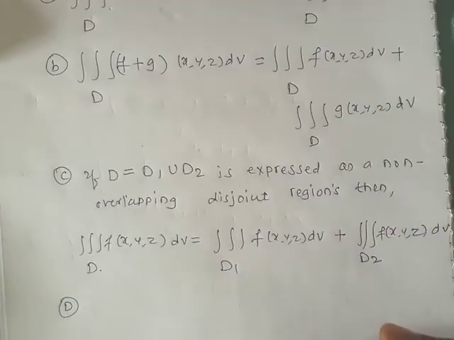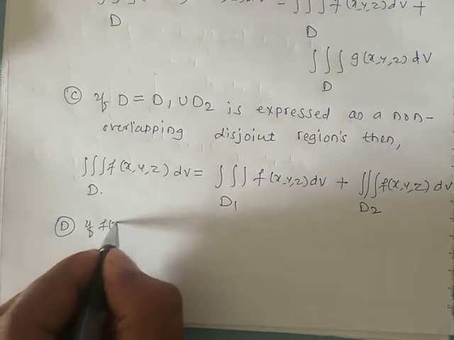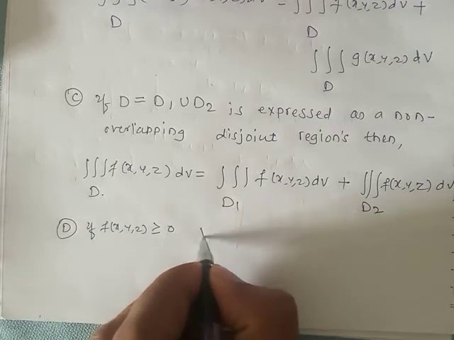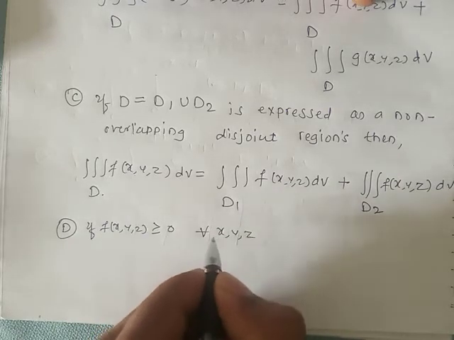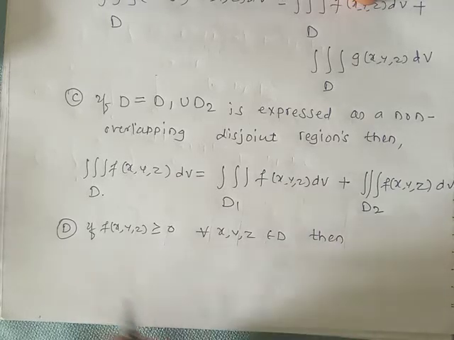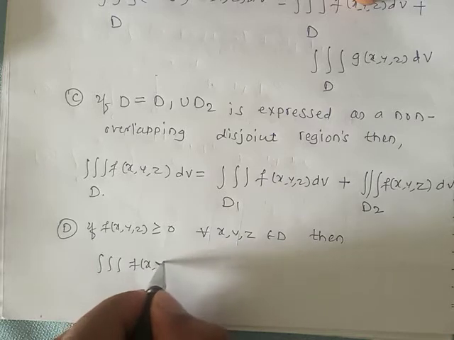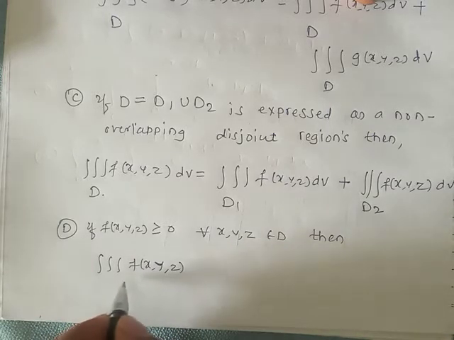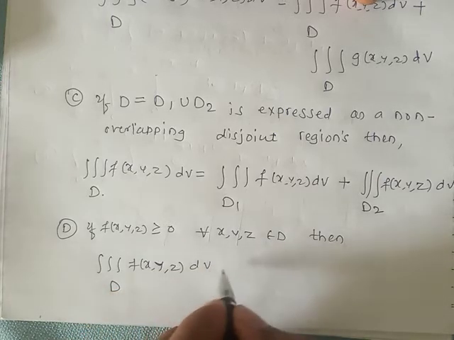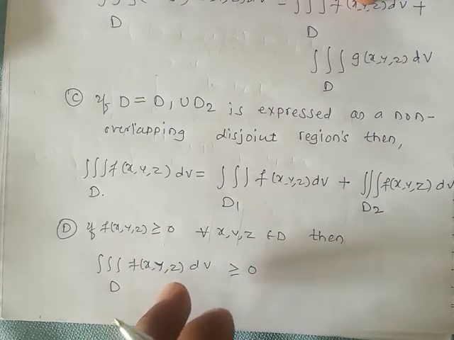नेक्स्ट प्रॉपर्टी आहे, if f of x comma y comma z is greater than or equal to 0 for all x y z belongs to D, then triple integration of f of x y z dV with respect to D over D is also greater than or equal to 0. म्हणजे फंक्शन पॉझिटिव्ह असेल तर त्याचं इंटिग्रेशन ही काय येणार, पॉझिटिव्ह येणार.